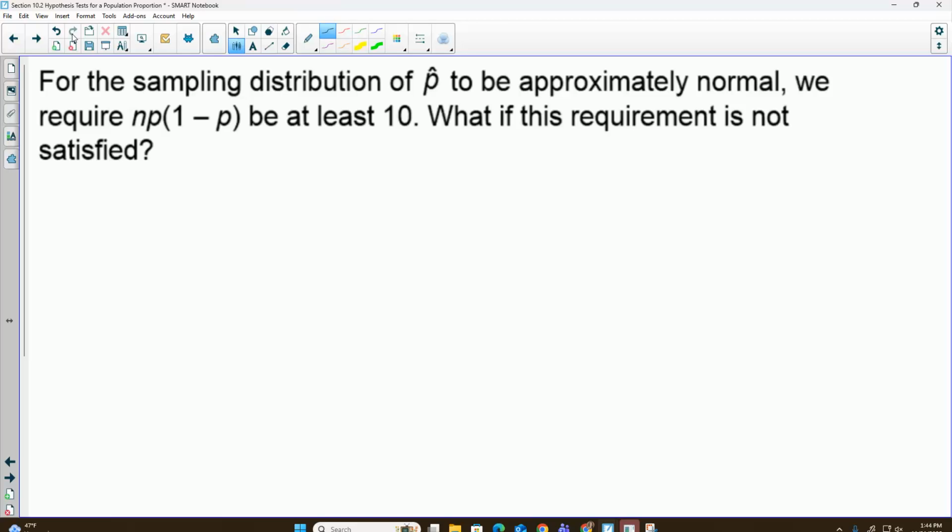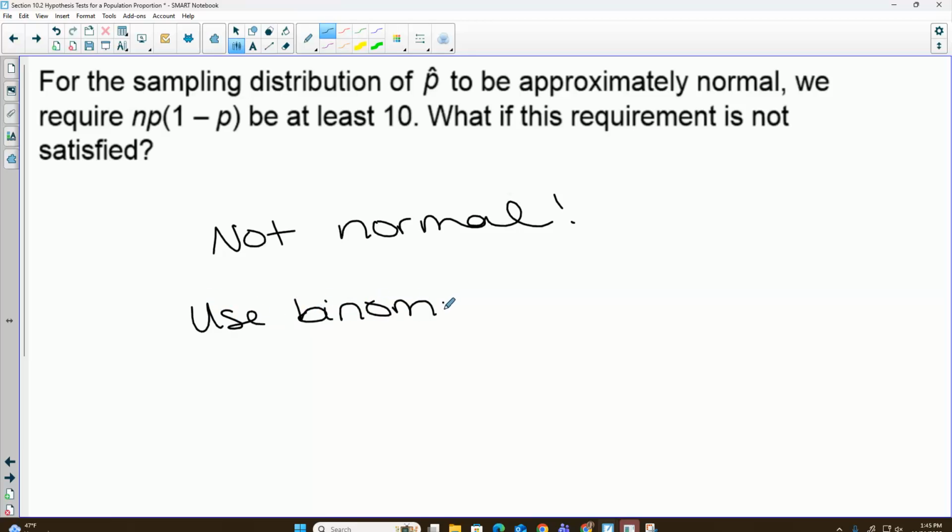So every time we're checking our criteria and making sure that N times P times 1 minus P is greater than 10. But what if it's not? We check that to make sure that it is normal. So if it fails that requirement, it means it's not normal. If it's not normal, we can't use the Z's and the normal table. What we have to use instead is the binomial approach.